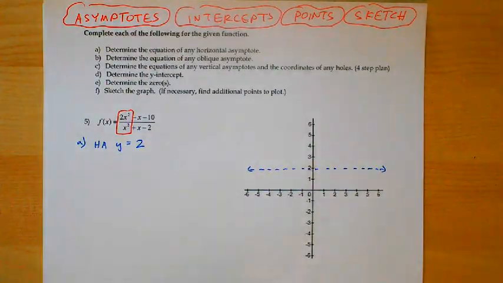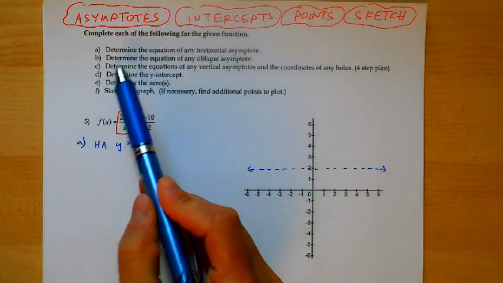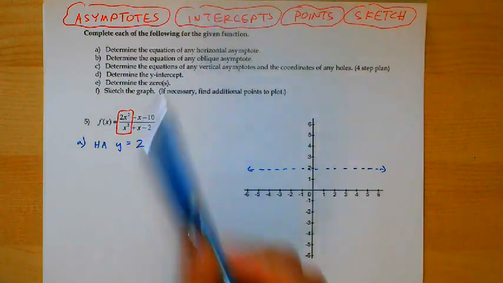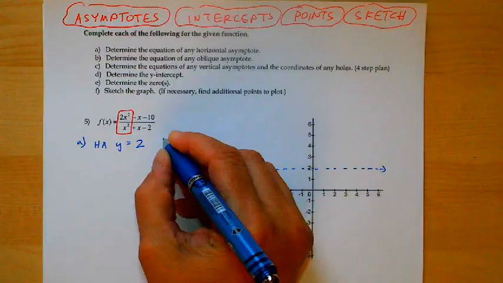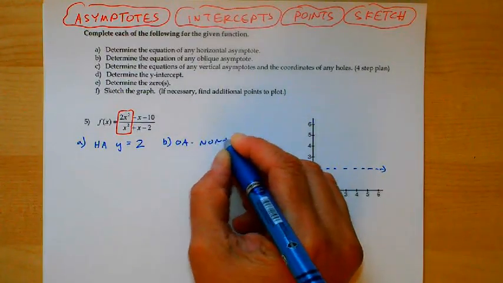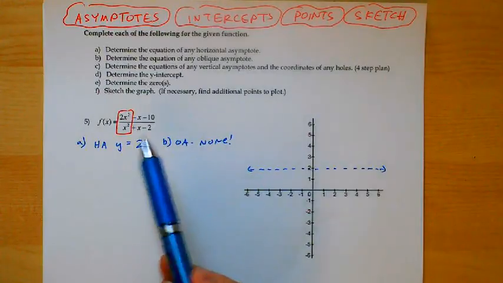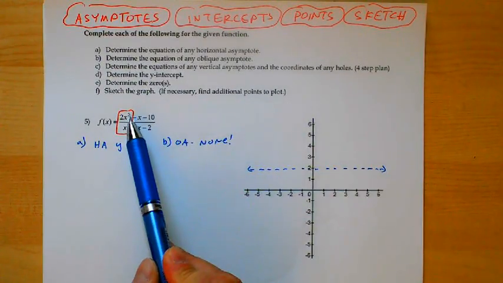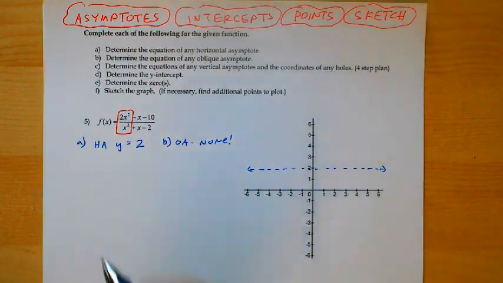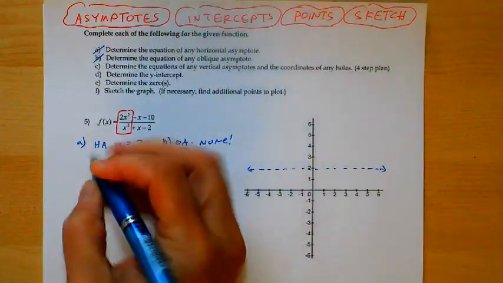Okie dokie. Let's look at the next little bit of information. Determine the equation of any oblique asymptotes. Okay, that's going to be easy. None. Remember, oblique asymptotes only occur when the numerator has one more power than the denominator and the division results in a remainder. That is not true here, so dunzo.